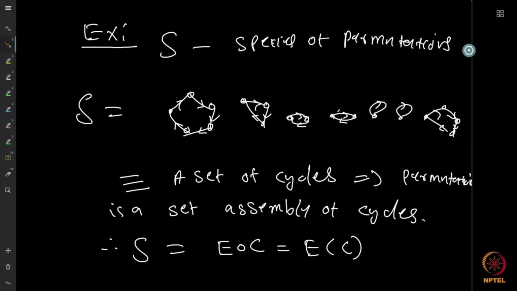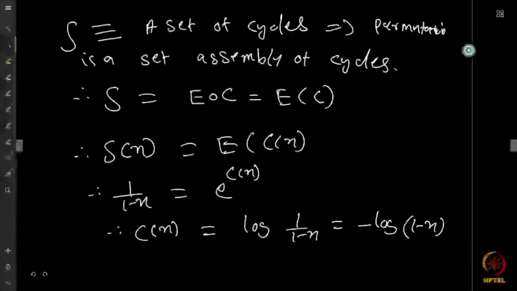If this is true, then it follows that the exponential generating function S of x is equal to E of C of x. And we know what S of x is: that is 1 by 1 minus x. And we know that E of x is e raised to x. So therefore, E of C of x is e raised to C of x. So e raised to C of x is equal to 1 by 1 minus x. Solving for C of x, we get C of x is equal to log of 1 by 1 minus x, which is minus log 1 minus x. I think this is something that we claimed earlier, so we have a proof now.